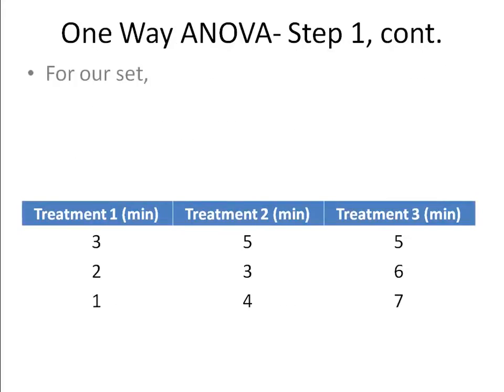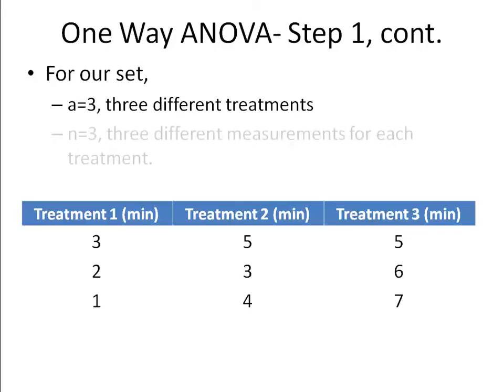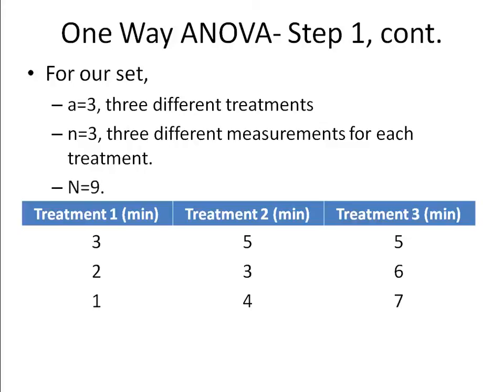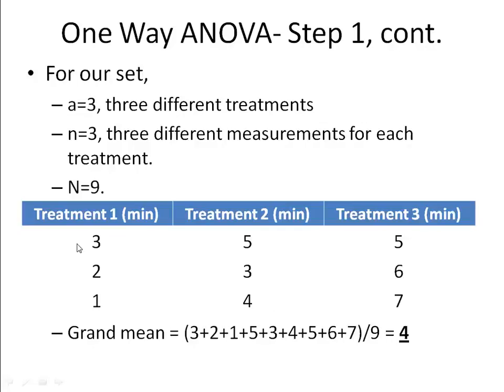So for our example here, there are A different treatments. In this case, A is 3. So there are 3 different drug treatments. And N is 3, because there are 3 different measurements for each treatment. So our total big N in this case is 9. So our grand mean is literally all of these numbers summed up and divided by 9. So 3 plus 2 plus 1 plus 5 plus 3 plus 4 plus 5 plus 6 plus 7, all divided by 9. So our grand mean is 4.